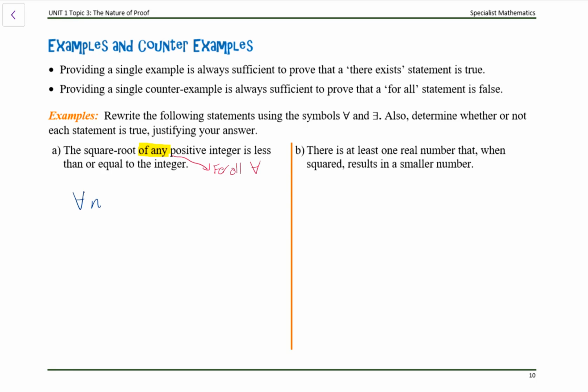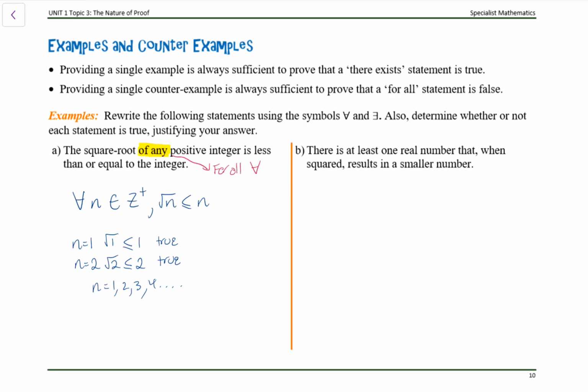So for all n such that it is an integer and it's a positive integer, the square root of n has to be less than or equal to n. That's what that's saying. So let's think about it. N equals 1. The square root of 1 would be less than or equal to 1. So that's true. N equals 2. Square root of 2 has to be less than or equal to 2. So that's true.